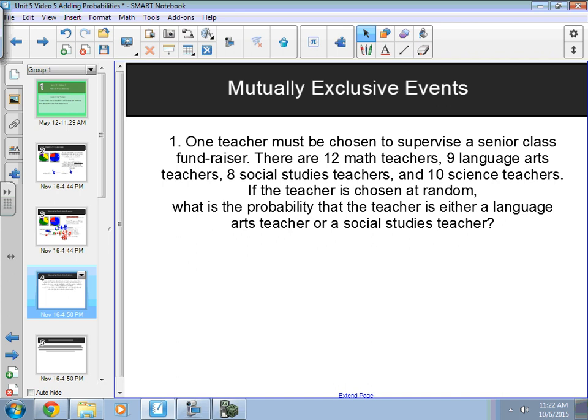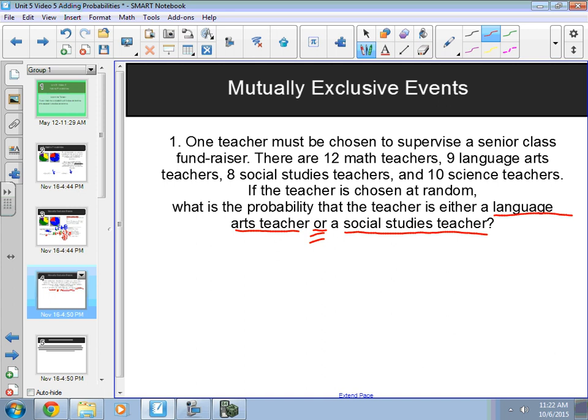In this first example, it says one teacher must be chosen to supervise a senior class fundraiser. There are 12 math teachers, 9 language arts teachers, 8 social studies teachers, and 10 science teachers. If the teacher is chosen at random, what is the probability that the teacher is either a language arts teacher or a social studies teacher?